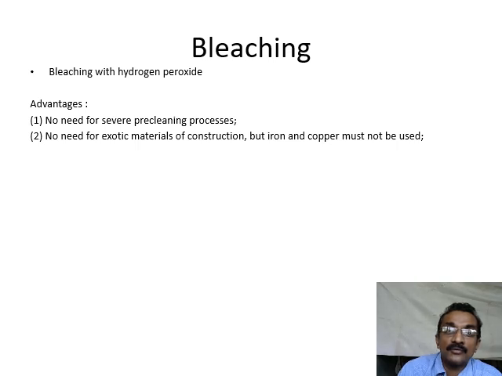No need for exotic materials of construction, but iron and copper must not be used. In this bleaching process, the only precaution required is to avoid catalytic degradation. Iron and copper should not be present, either with the fabric as ash content or in the water taken for the processing. Otherwise, no other precautions are majorly required at the time of bleaching.